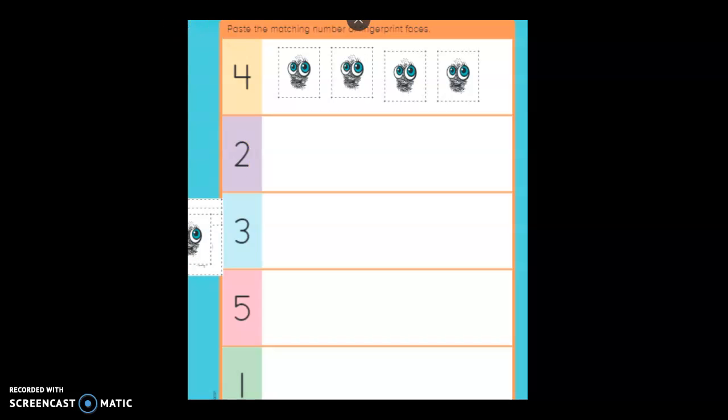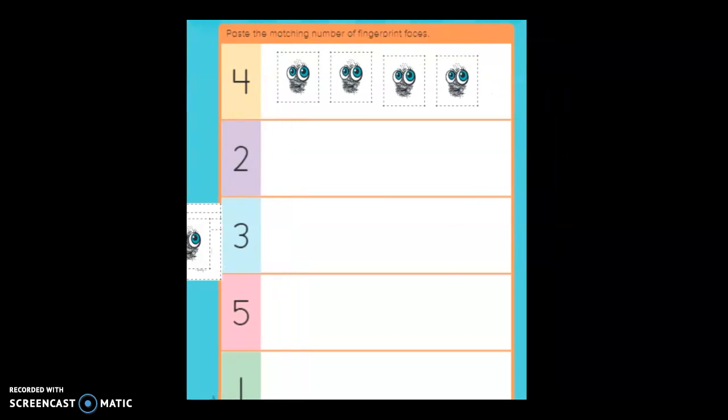Here is an example. We're going to create a set of pictures to match the numbers. The first one is the number 4. So I took 1, 2, 3, 4 thumbprints and glued them down to match the number 4. I have 4 objects to match the number 4.